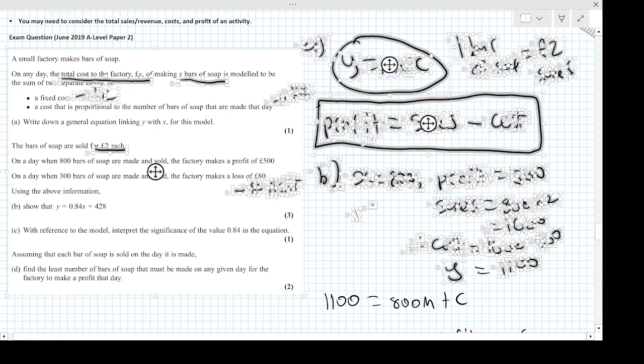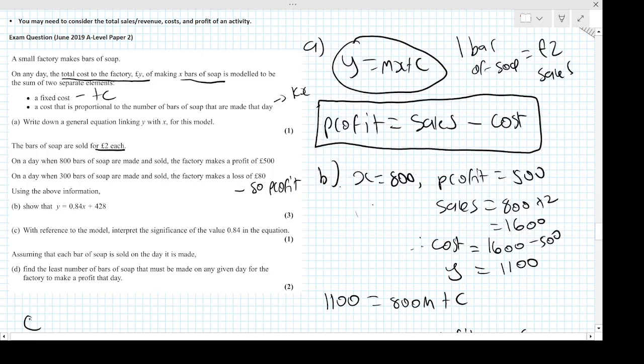Then for part C, I'll do part C here. With reference to the model, interpret the significance of the value. Again, interpret, key command word. It means describe it in terms of the real life context of the problem. Interpret the significance of the value 0.84, where 0.84 is your gradient. So remember that describes that as x increases by 1, y increases by 0.84. And so interpreting that, putting it in real life, well, x is the number of bars of soap.